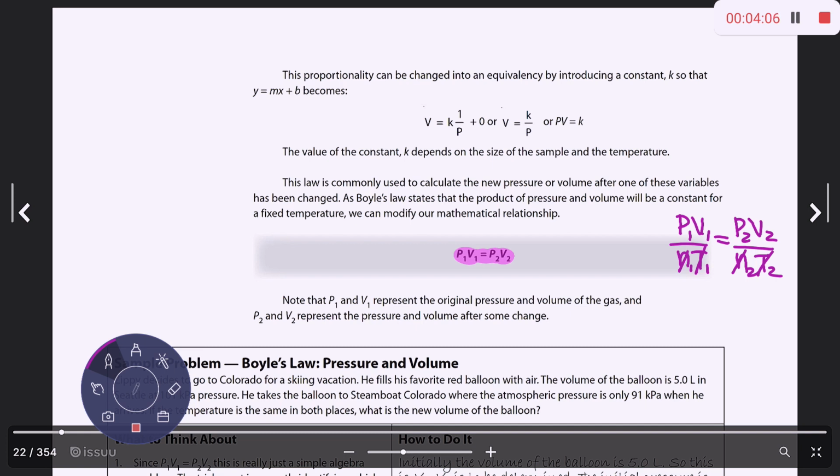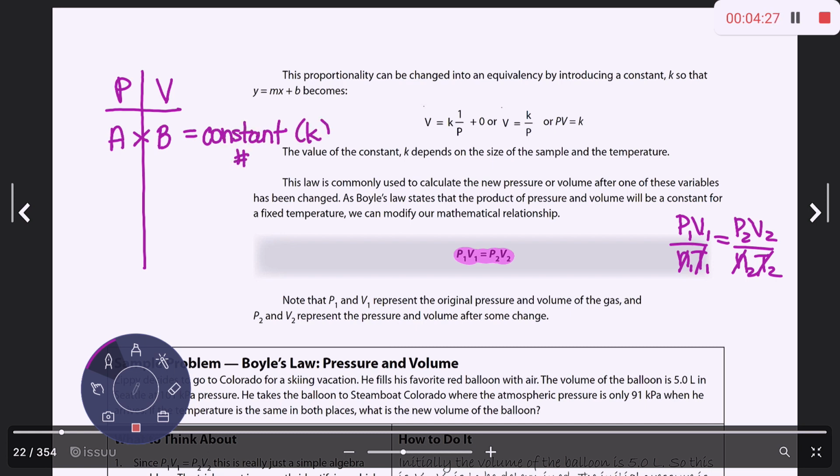All right, now, if you're doing a lab and you are collecting some pressure and volume data in a spreadsheet, if you take the pressure value and you multiply it by the volume value all the way down that data table, you will end up getting some constant number. They refer to that constant number as K. So that means pressure times volume equals a constant K for Boyle's Law. Okay? All right, let's take a look at a practice problem.